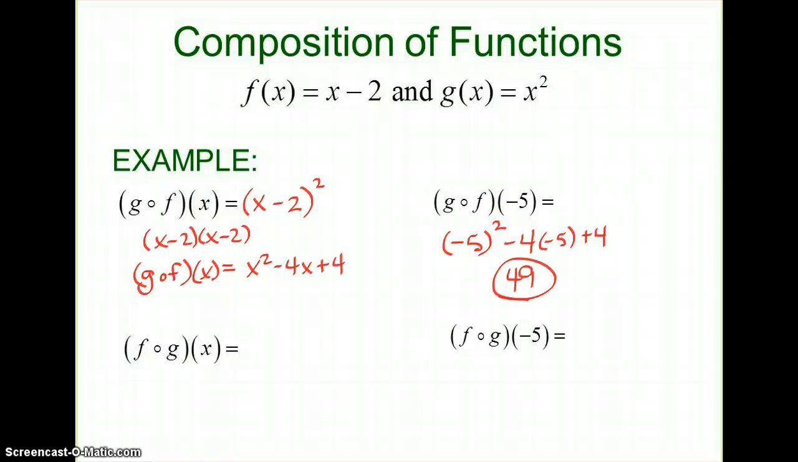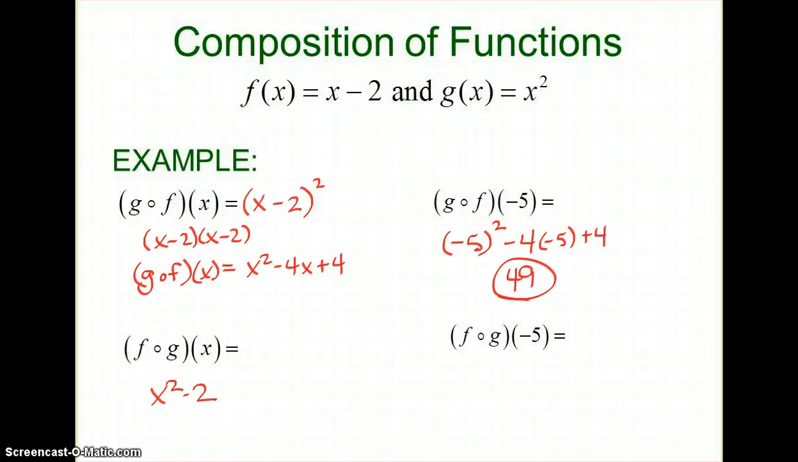Okay, so the second composite function, we're just simply going to reverse the process, only this time g is going to go into the function f. So this one actually makes it a lot simpler. When we take the x squared and we substitute it for the x in this equation, it just simply makes the equation x squared minus 2. Much simpler to calculate, no FOIL, no multiplying.